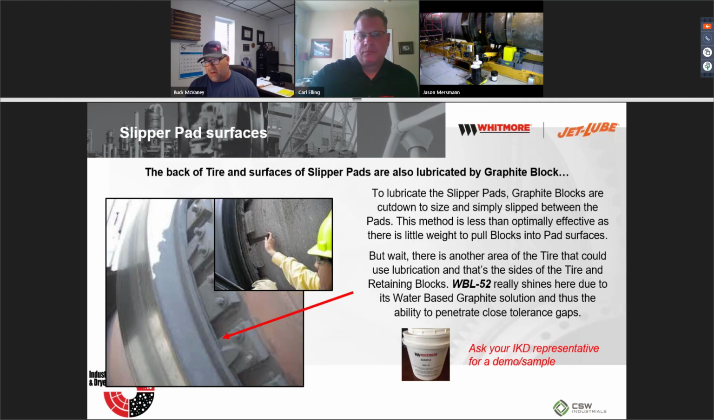So the other option is obviously this, or potentially using the smaller graphite blocks, or the ones that Carl has mentioned in there as well.